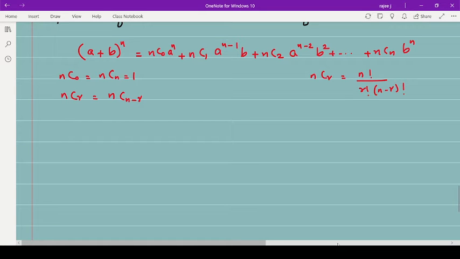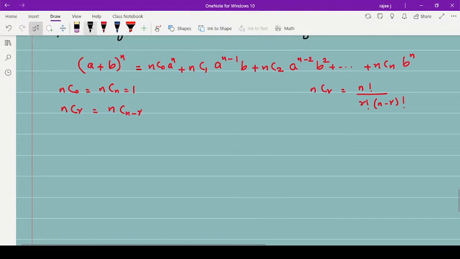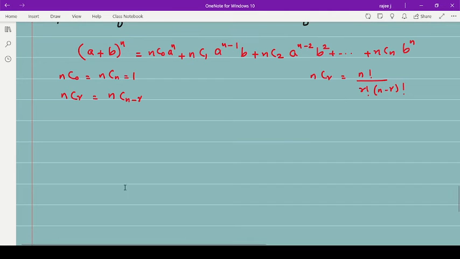NC0 is equal to NCN, which is 1. NCR is NCN minus R. Now what is this? What does it mean? Before that, let me tell this.